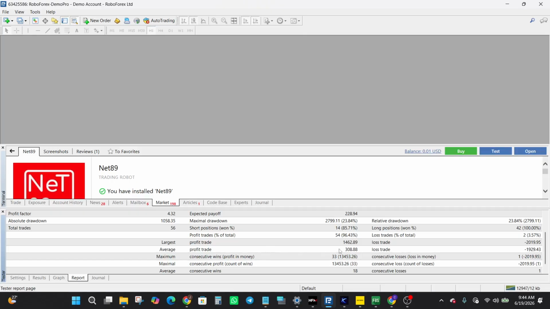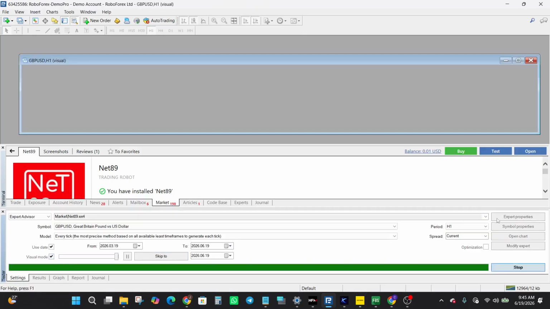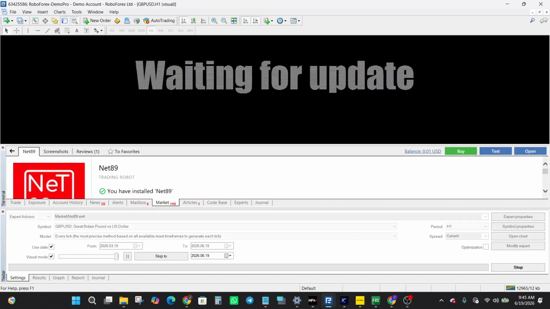The largest profit was 1,462.89, and the largest loss was 2,019.95. Average profit 308.88, and the average loss was 1,929.43, giving us a bad risk to reward ratio. Okay, so excellent win rate, but bad risk to reward ratio. Let's go turn on the visual so we can see the EA in action.